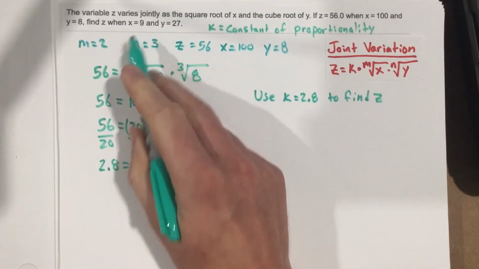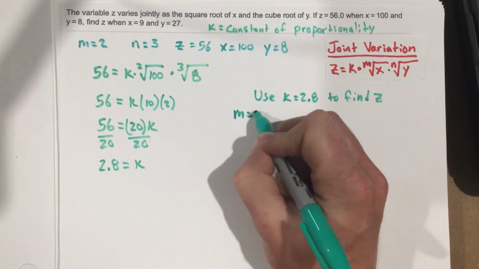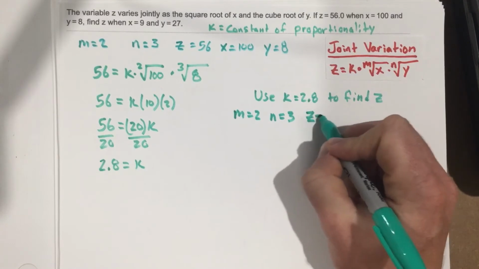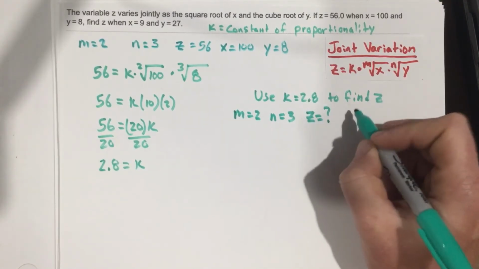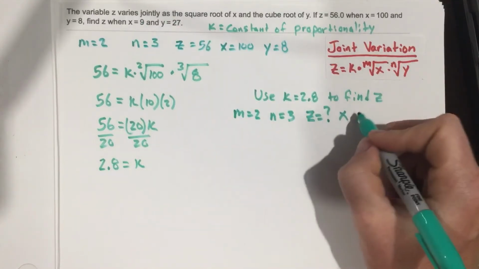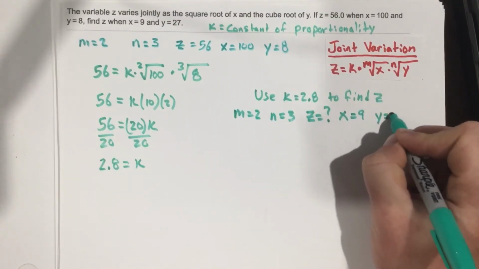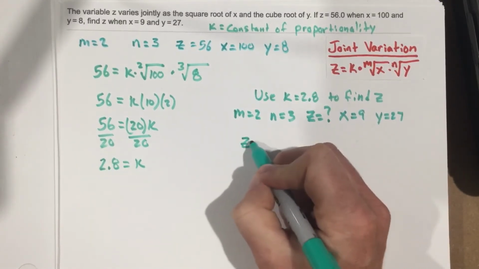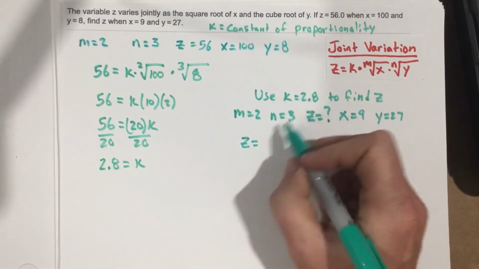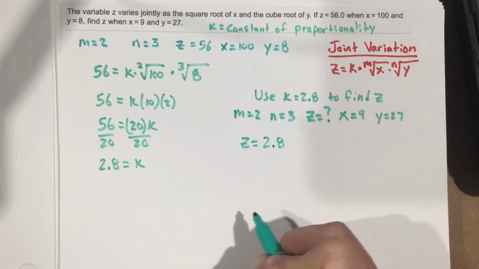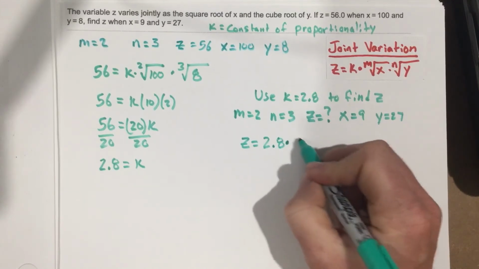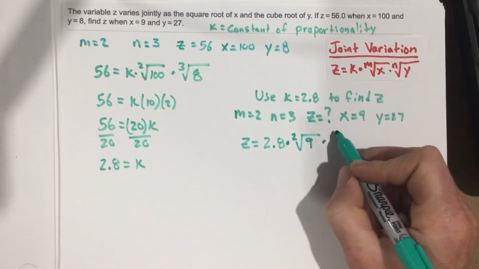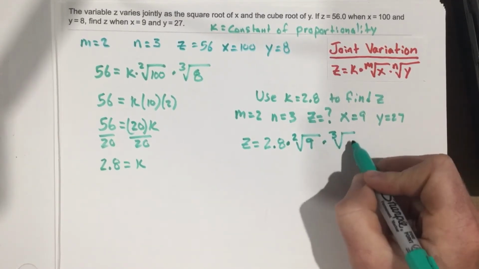So now we'll use k equals 2.8 to find z. In our new problem we have, again, m is 2, n is 3, z we don't know, but we know x is 9, and y is 27. So let's go ahead and plug these in. We say z equals our constant of proportionality, 2.8, times our square root of 9 times our cube root of 27.